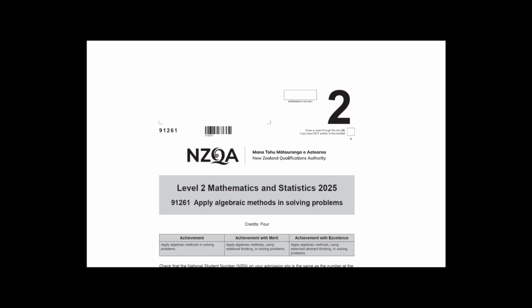Righto, moving right along to the Algebra Level 2 NCEA exam for this year. Let me just change the volume just a little bit so I'm not screaming in your head. The exam apparently was pretty difficult. A lot of students have told me that they found this a bit on the difficult end. So with that, let's give it a go.